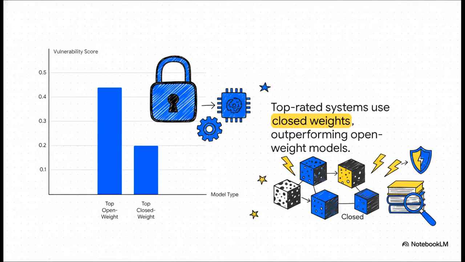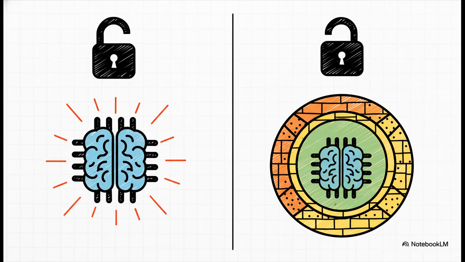And what does the data show when comparing open and closed-weight models? Closed-weight systems, the ones typically accessed via an API, performed better than the open-weight models. The paper does note, however, this may be due to system-level guardrails not present in the base open-weight models.